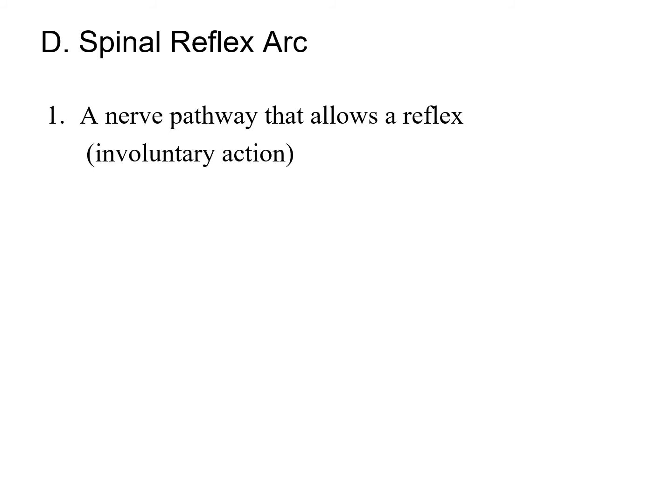Now, when we start to tie together some of these ideas, that sensory information comes in, synaptic connections are made in the gray matter, motor information goes out, we can put this together and talk about a spinal reflex arc. A reflex arc is a nerve pathway, the actual pathway that electrical impulses will travel that allow for a reflex. A reflex is an involuntary action.